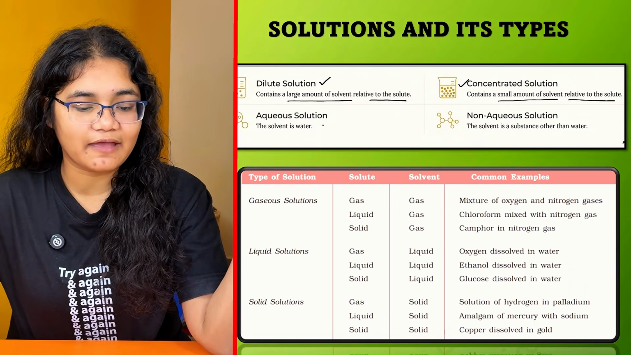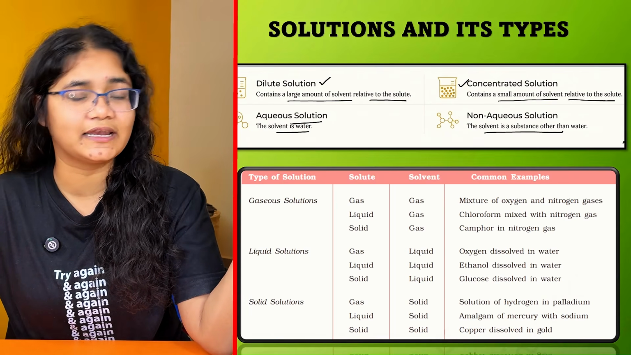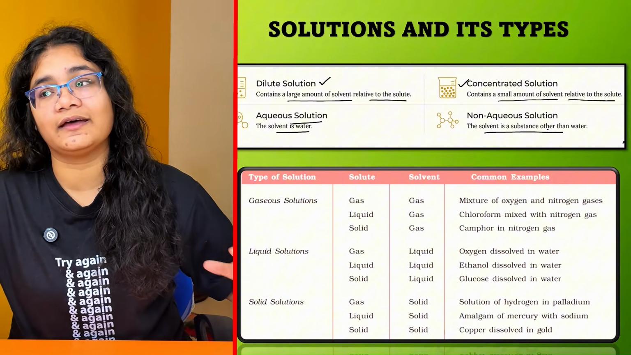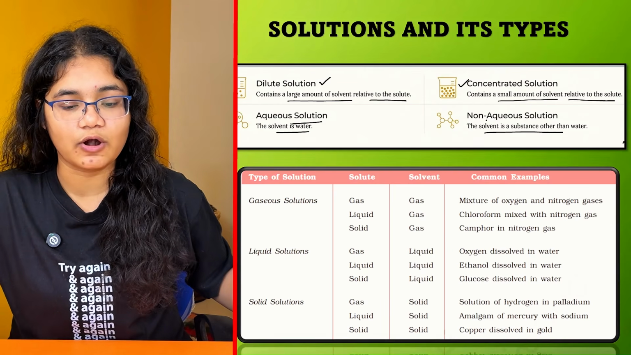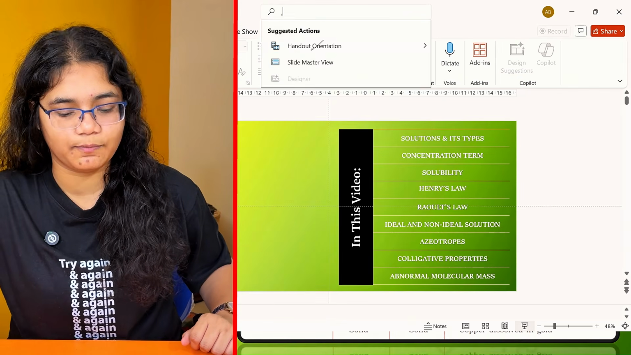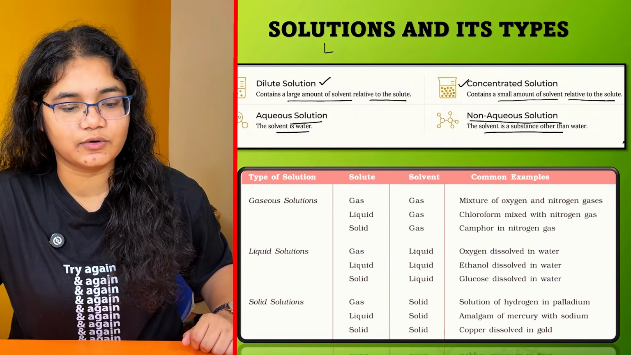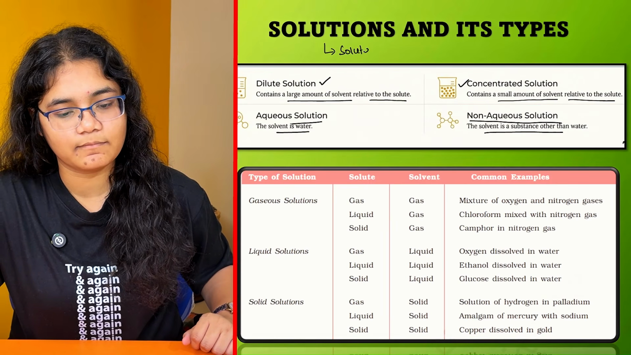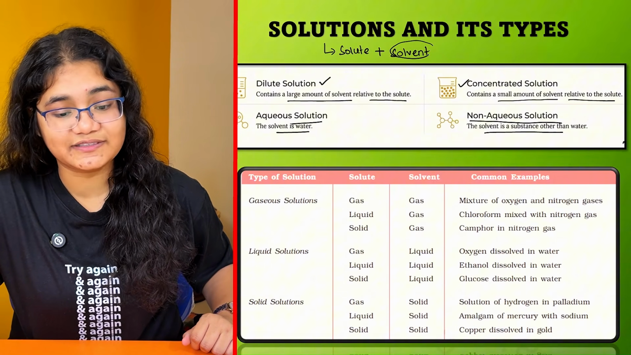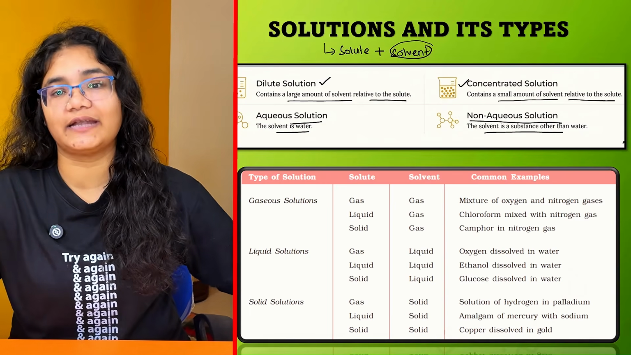Now we have the aqueous solution. If the solvent is water, we call it an aqueous solution, and if the solvent is any other substance like benzene or other inorganic solvents, anything except water, it is called a non-aqueous solution. In a solution we have two parts, one is the solute and the other one is the solvent. Now, based on the physical state of the solvent, gas, liquid and solid, we can have different types of solutions.